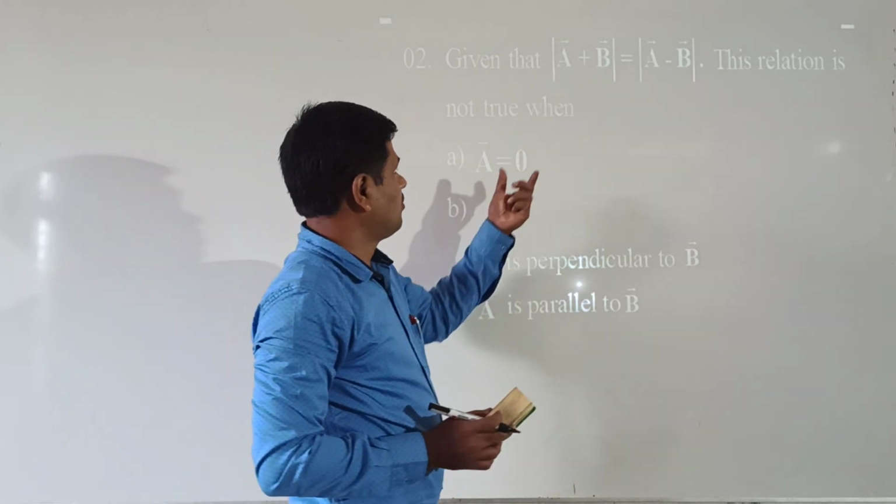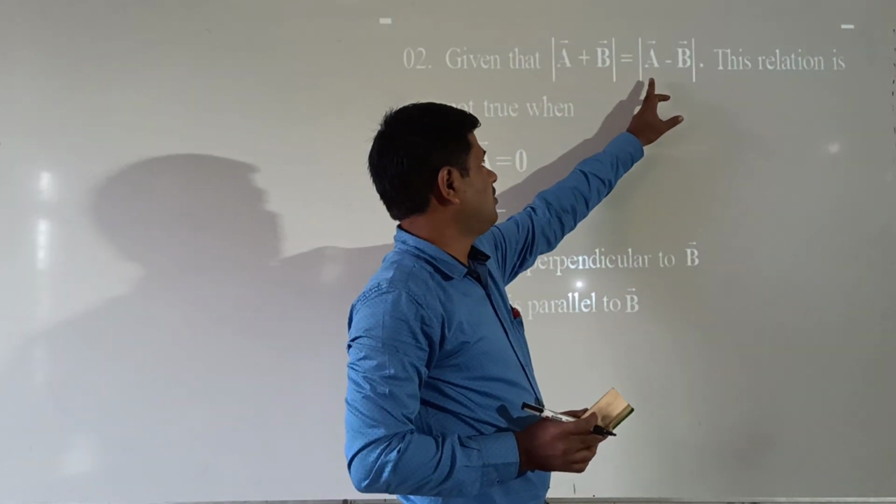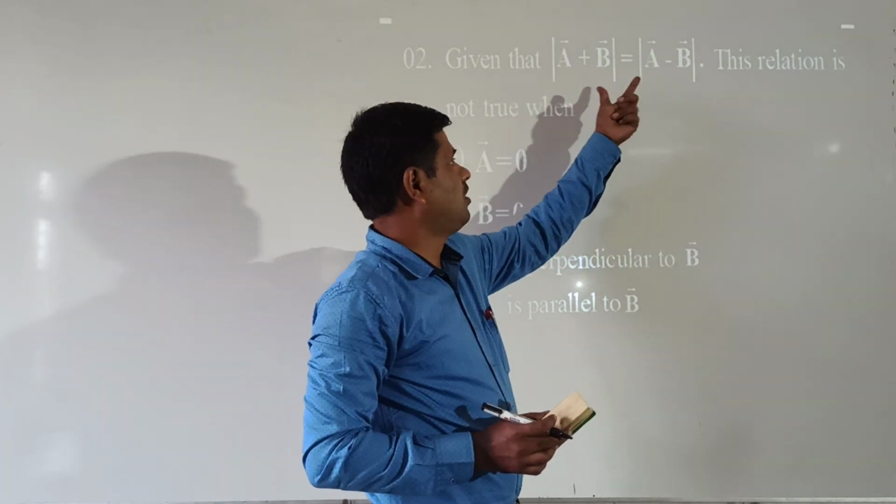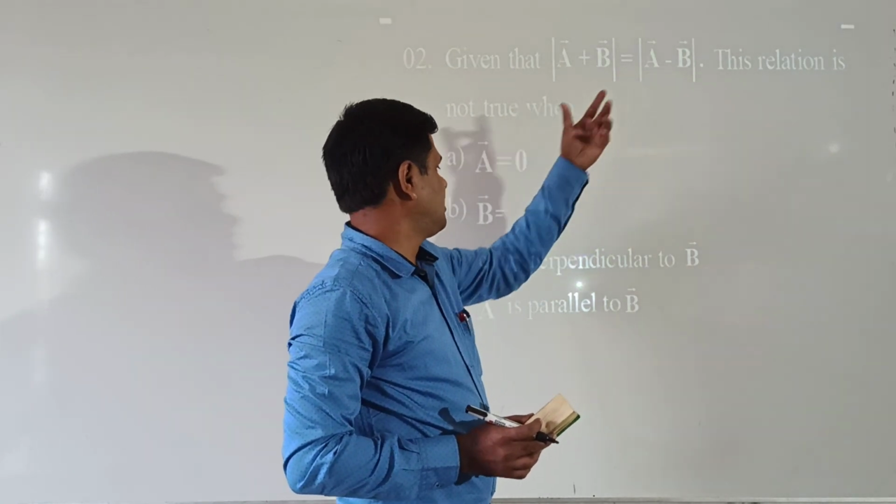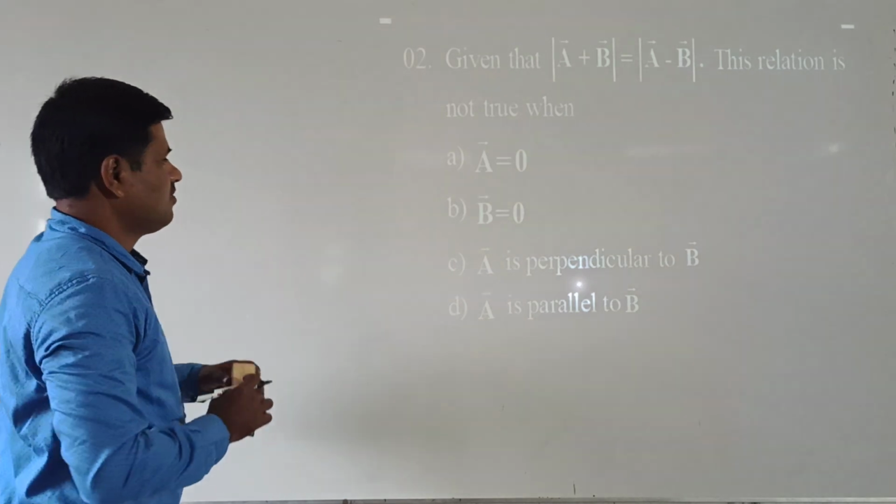Now b bar equal to 0. Here a bar plus 0 bar is equal to a bar minus 0 bar. So a bar equal to a bar. Here a equal to a. This relation is also true. Now the third one, we also check it here.